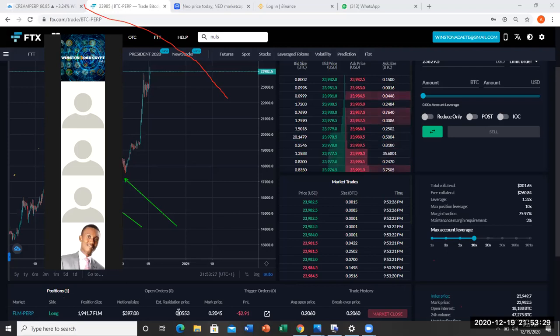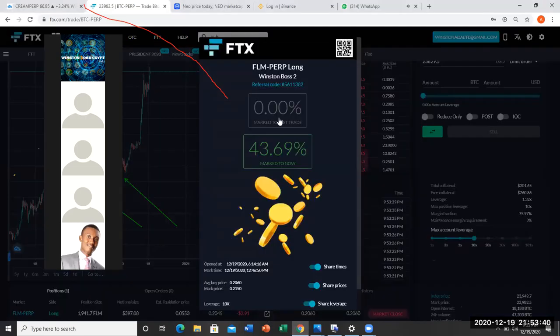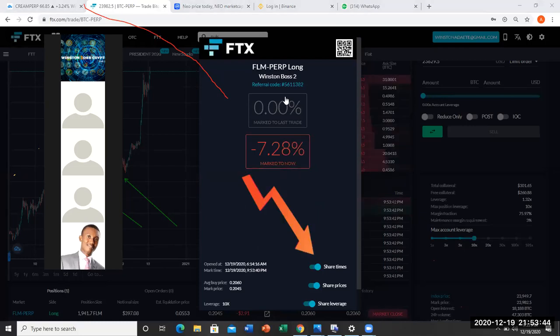Okay. Are you getting it? Now, if this were to go back to 0.00, you would see the notional size would be at $400. Normally, look at this. I'm clicking this to see my... hold on. Now, I am on a minus 7.28%. But this FLM PEP has not moved by minus 7.28%.